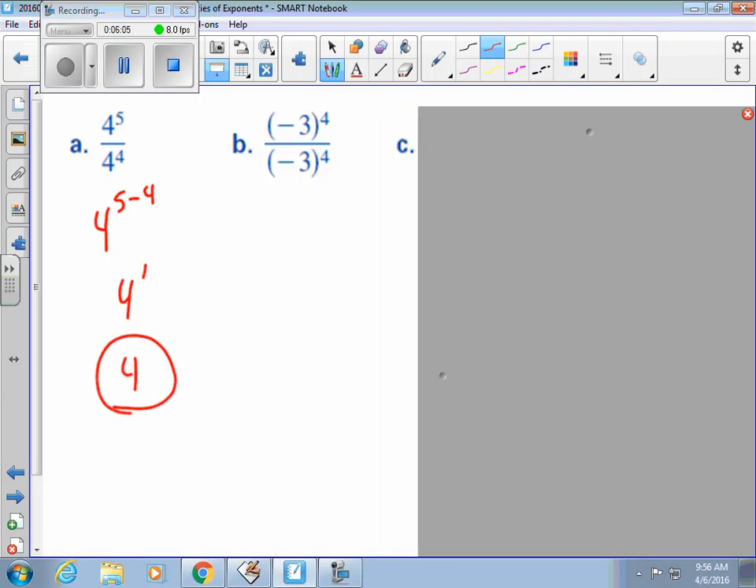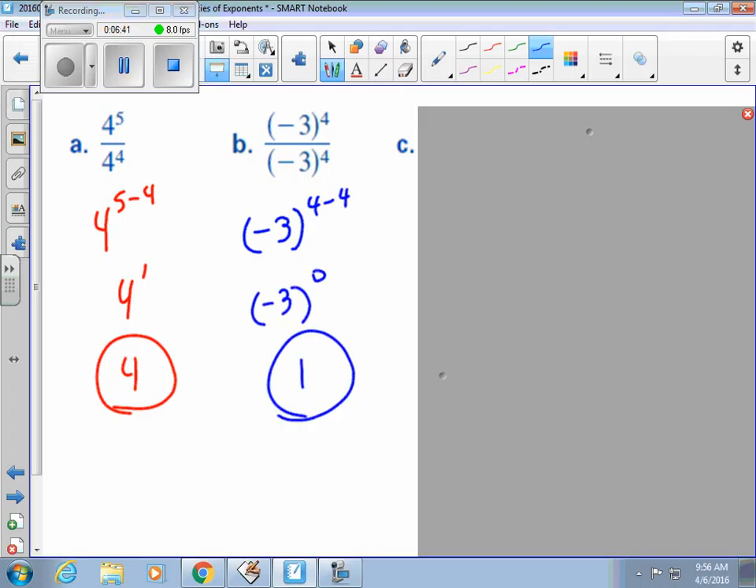Do this one. Negative 3 to the fourth divided by negative 3 to the fourth. Take another 15 seconds. So again, we got the same bases, negative 3 and negative 3. You're dividing them, so you subtract the exponents. You got negative 3 to the 4 minus 4. That's going to give you negative 3 to the 0 power. Remember, anything to the 0 power is 1.